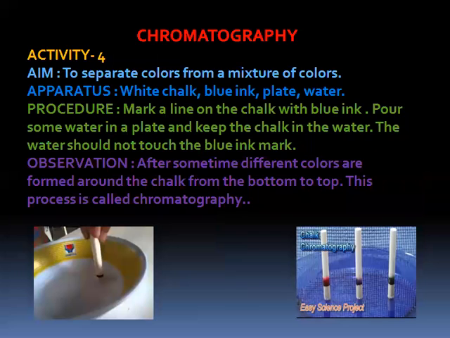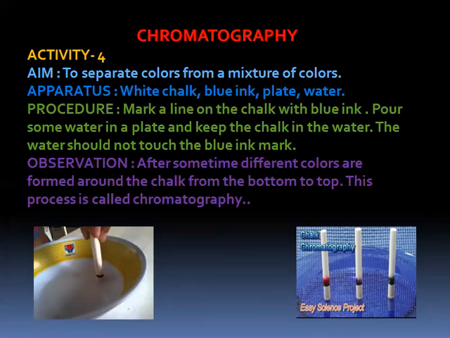Now next activity, that is activity 4, chromatography. This you can do in your house. For this, what is the aim? To separate colors from a mixture of colors. Now apparatus: white chalk, blue ink, plate, water. Only these are required. You can take any plate. White chalk piece, it will be available in your house. You do it, children. Now procedure, that is method.